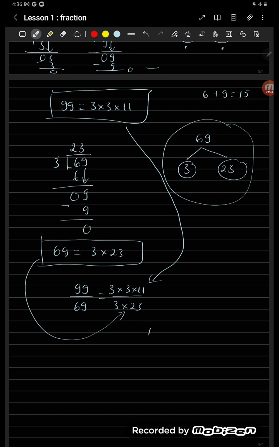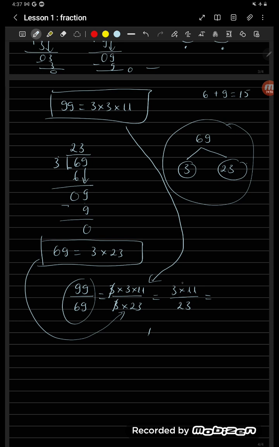Because here has one number 3, of course we cancel 1 here. If we cancel one 3 here, we need to cancel one 3 here as well, okay? That's it. One 3 here, one 3 here, that's all. We don't have any other numbers in common, okay? So the answer to simplify this fraction is 3 times 11 over 23.